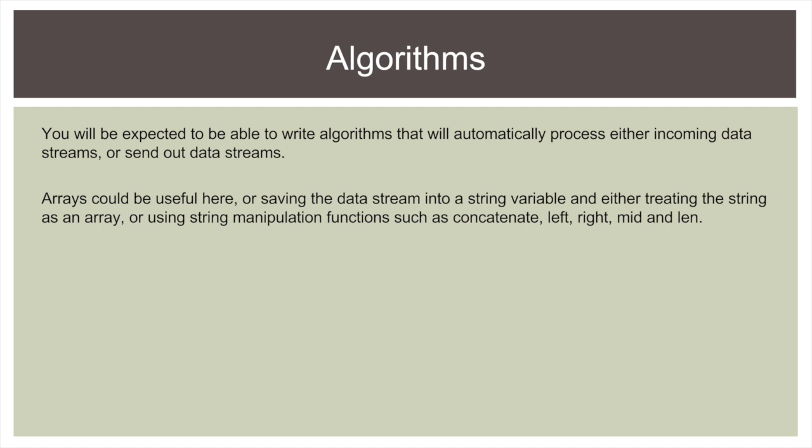You might also save the data stream into a string variable and either treat the string as an array, which you can do because a string is an array of characters, or you can use string manipulation functions such as concatenate, which joins strings together, left, which pulls a certain amount of characters from the left side of the string, right, which pulls a certain amount of characters from the right side of the string, mid, which will pick a character at some point in the string and then pull a certain number of characters from that point, and len, which will give you the length of the string.